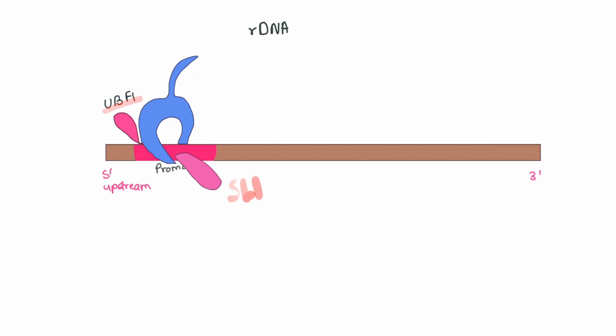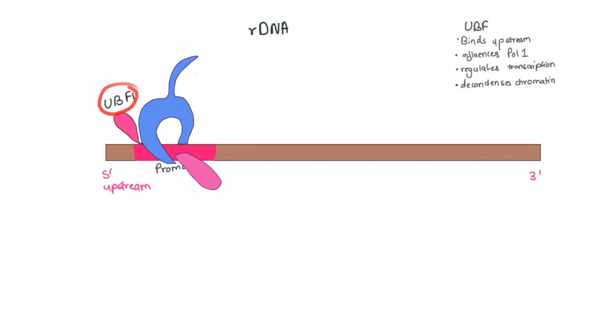Two transcription factors, transcription factor 1 and transcription factor 2. The first transcription factor is known as UBF, and the other is known as SL1. Both of them accompany RNA polymerase 1 on the promoter region of the DNA. Now let us look at the transcription factor in more detail. UBF1 is involved in a lot of things.